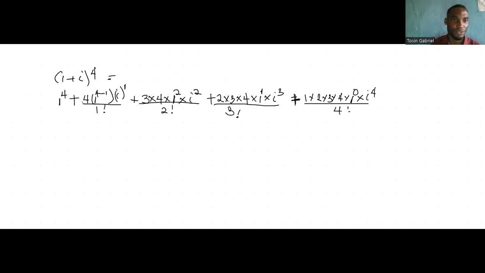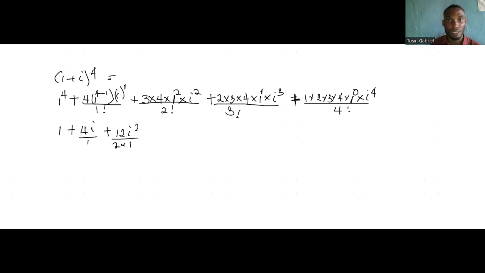Then this is going to give you 1, then plus, everything is going to be 1. 4 times 1 is going to be 4. Then i raised to the power of 1 is also i, so it's going to be 4i over 1, because 1 factorial is 1. Then plus 3 times 4, 12. 12 times 1, that's 12 i squared divided by 2 factorial, which is 2 times 1.